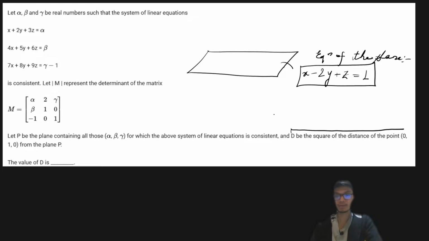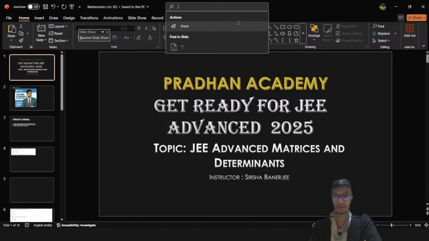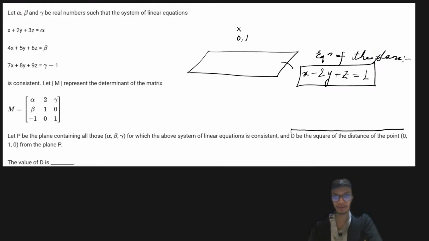Once we have the equation of the plane, we have to find the distance from the point 0, 1, 0, the perpendicular distance. It says the square of this distance is given as D. So the square root of D is the distance, and D is the square of it.